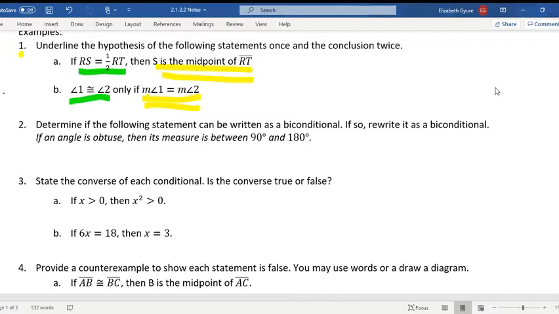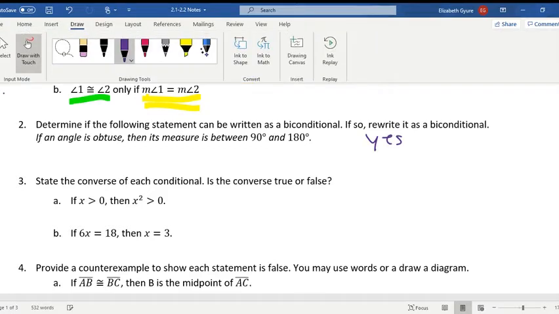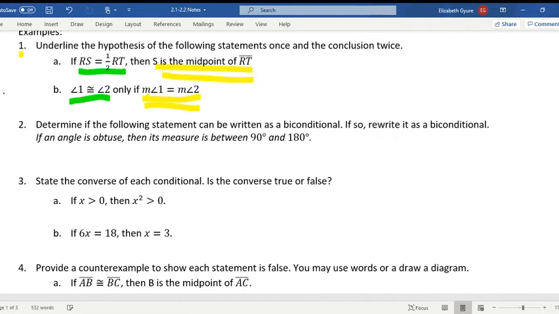So think about if we flipped that around and made it the converse. If an angle has a measure between 90 degrees and 180 degrees, then that angle is obtuse. That is also a true statement. Therefore, yes, this can be written as a biconditional. So I'm going to say yes, and then I'm going to just mention that it's a definition. This is just important for us to realize. So yes, because it is a definition.